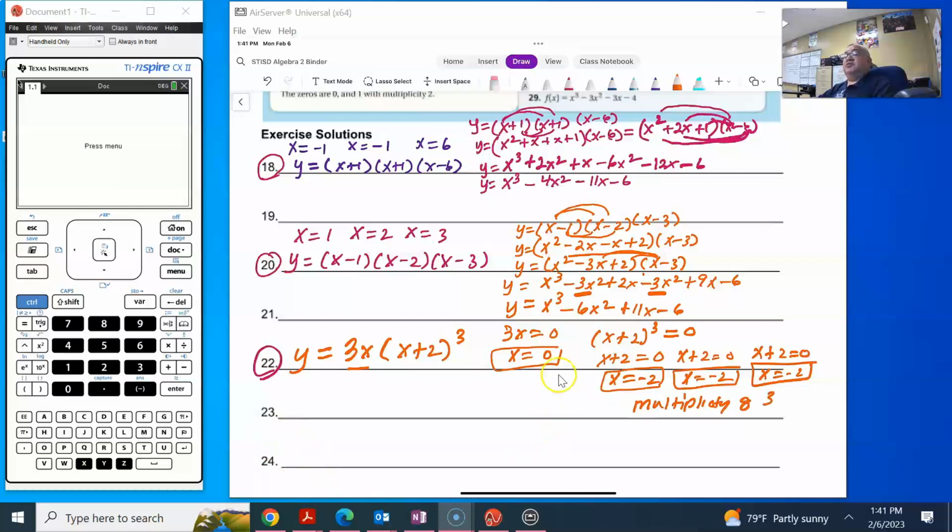So I listed the zeros, 1, 2, 3, 4. So x times x cubed gives you x to the 4th. That's where you have 4.